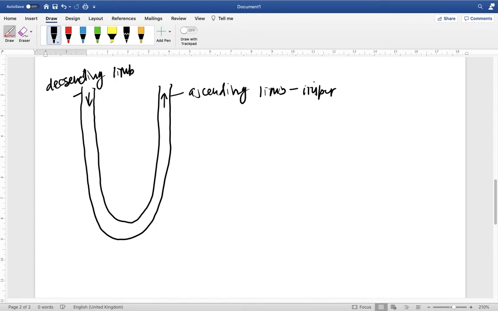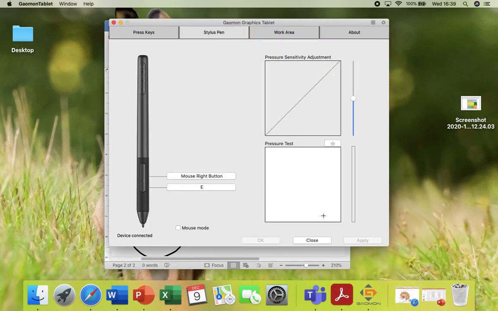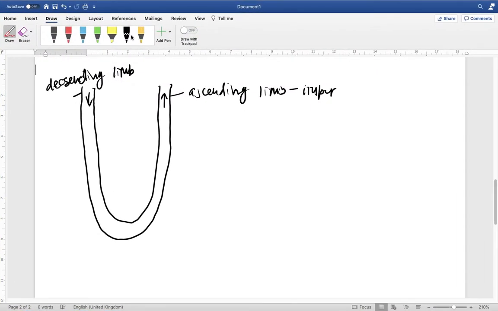Impermeable. Okay, let me just try to fix this pencil. Before I go any further, all I need to do is just draw here, and hopefully that should fix it. Okay, try again. To water. And this one is impermeable to ions. Impermeable to ions.